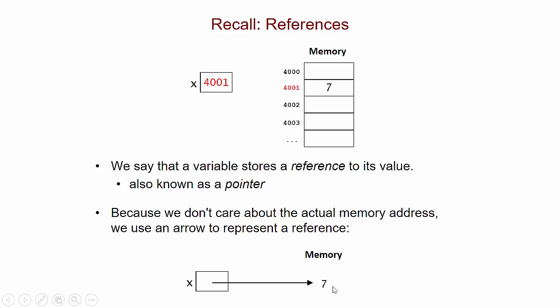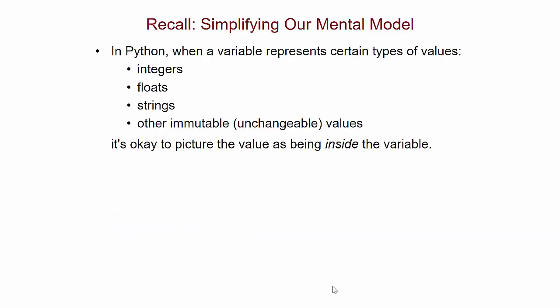Now, strictly speaking, this is what is always happening in Python. Variables are always holding references to their values. However, for certain types of values, integers, floats, strings, and other values whose internals are immutable, we can picture the value as being inside the variable, and that simplifies our mental model. So for example, if we are storing an integer in a variable, we can picture that integer as being inside the variable itself. This will have no impact on our conclusions about what's going to happen, provided that it's one of these special types of values whose internals cannot be changed.